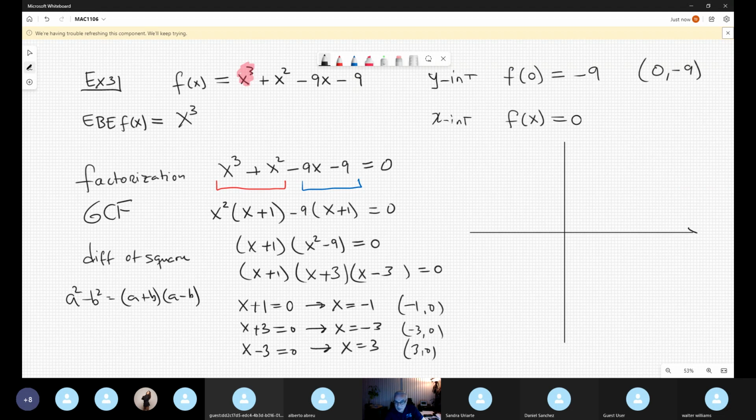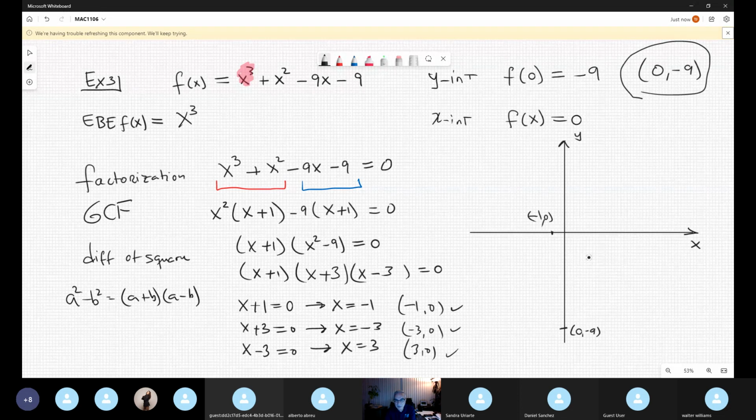This is the x-axis, the y-axis. I plot the point. The point is 0, negative 9. Suppose here, negative 9. Now I plot this point. Bam, bam, bam. It is negative 1, 0. Negative 3, 0. And 3, 0.